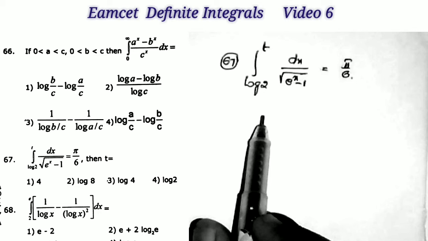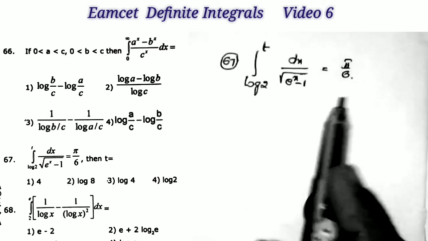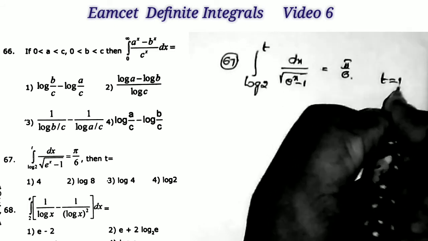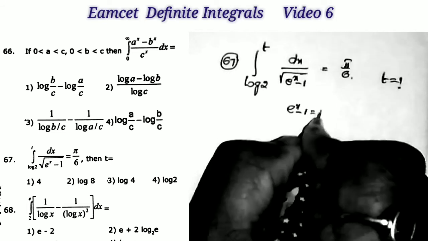Integral log 2 to t dx by square root of e power x minus 1 is equal to pi by 6. Then what is the t value? We want the t value here. For that, first I take that e power x minus 1 is equal to p square.